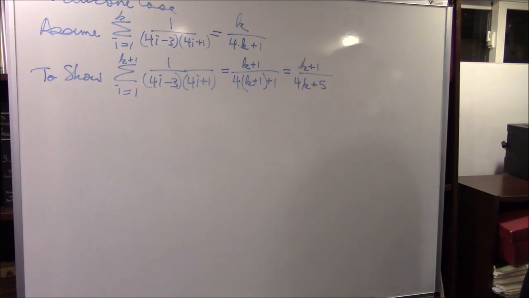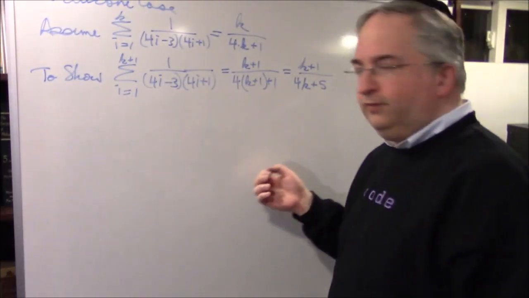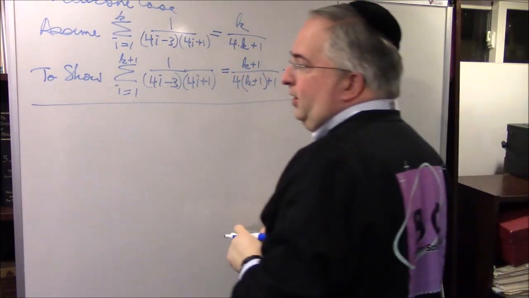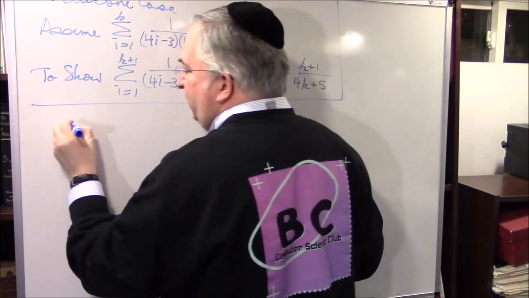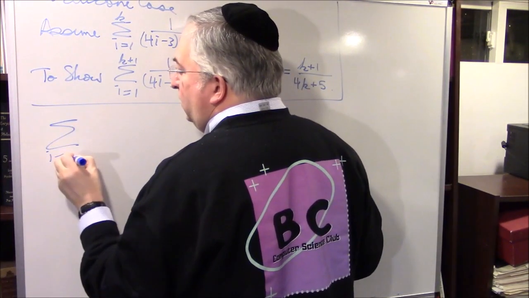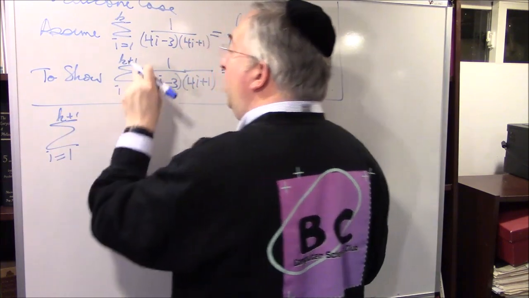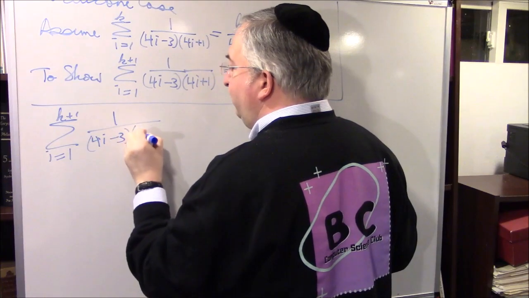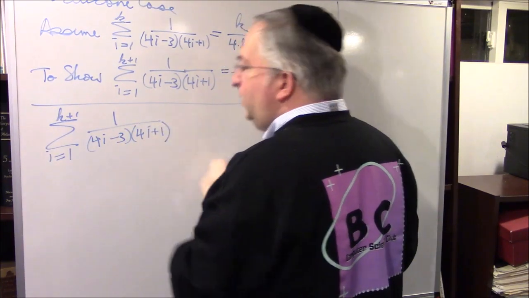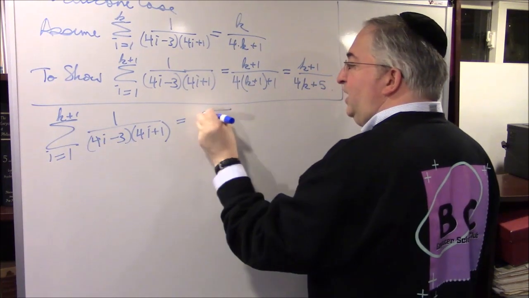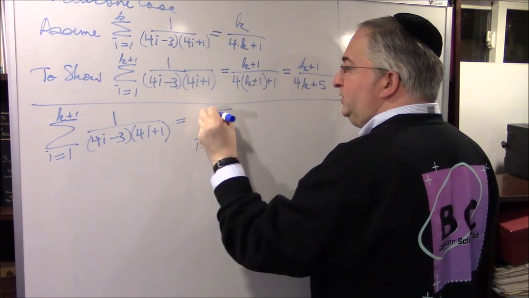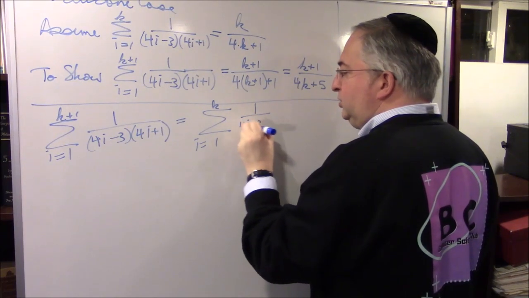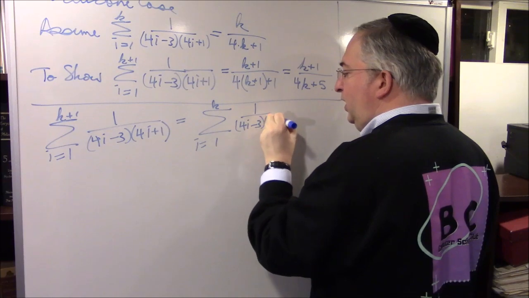Okay, great. Now we simply write the old in terms of the new. So this is our cheat sheet. We're going to stop right there, and now we're actually going to do it. So we're going to do as follows. The sum of i equals 1 to k plus 1 of 1 over (4i minus 3) times (4i plus 1) equals the sum of i equals 1 to k of 1 over (4i minus 3) times (4i plus 1).